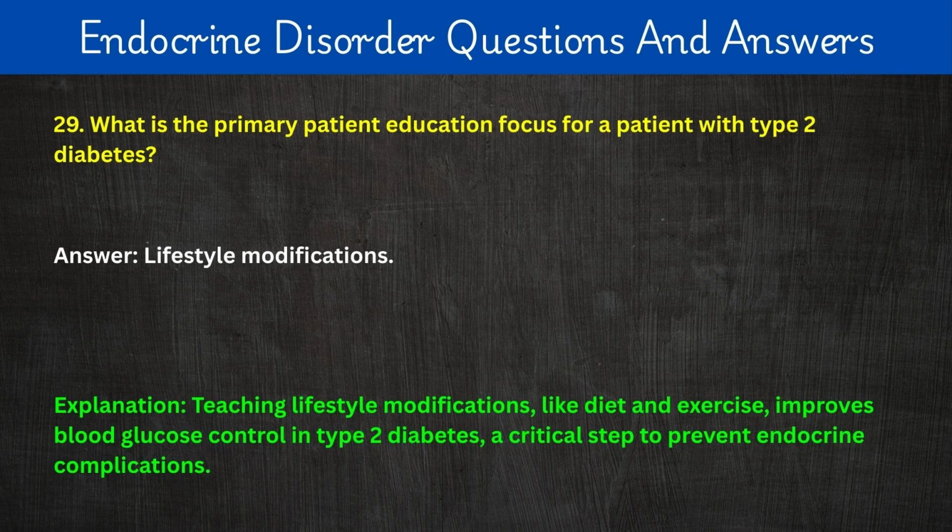29. What is the primary patient education focus for a patient with type 2 diabetes? Answer: lifestyle modifications. Explanation: teaching lifestyle modifications like diet and exercise improves blood glucose control in type 2 diabetes, a critical step to prevent endocrine complications.